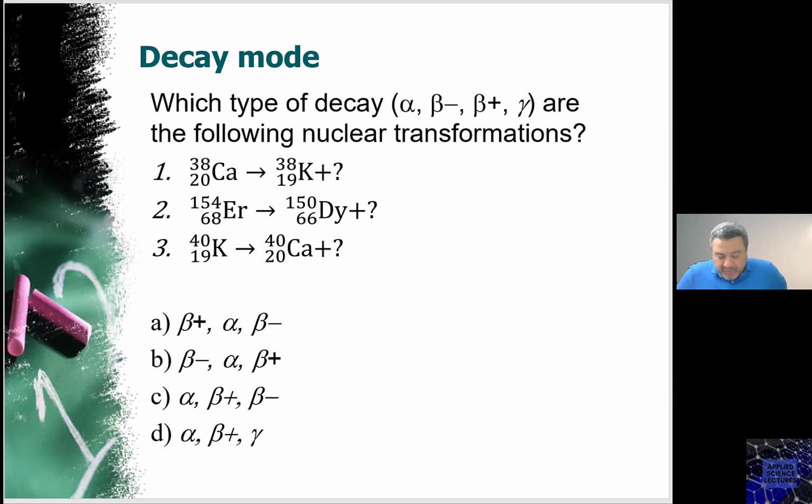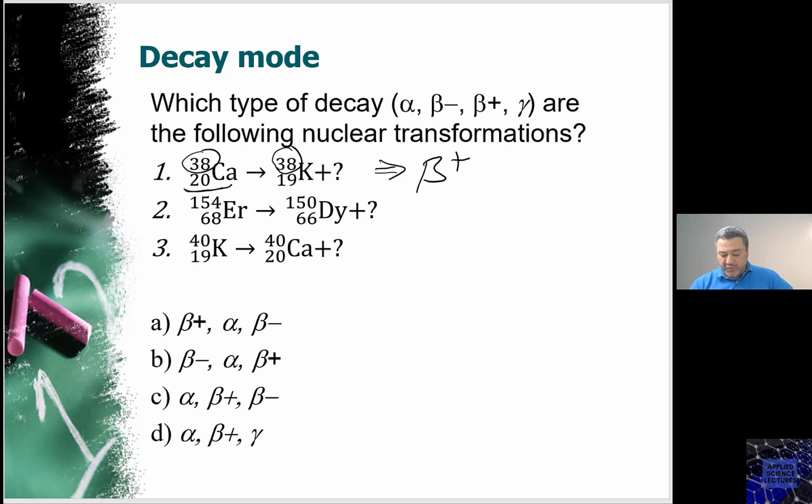Now let's look at this example. In this example, we have Ca-38 with Z of 20 that has decayed into K-38 with Z of 19. So the mass number did not change, A is the same. However, Z has decreased. If Z has decreased, if you recall, this gives me an indication that this should be a beta positive decay. Why? Because in beta positive decay, we have the Z number decreased.